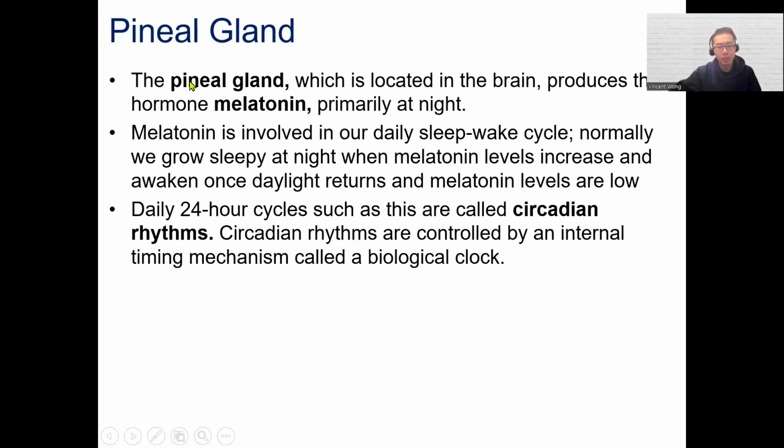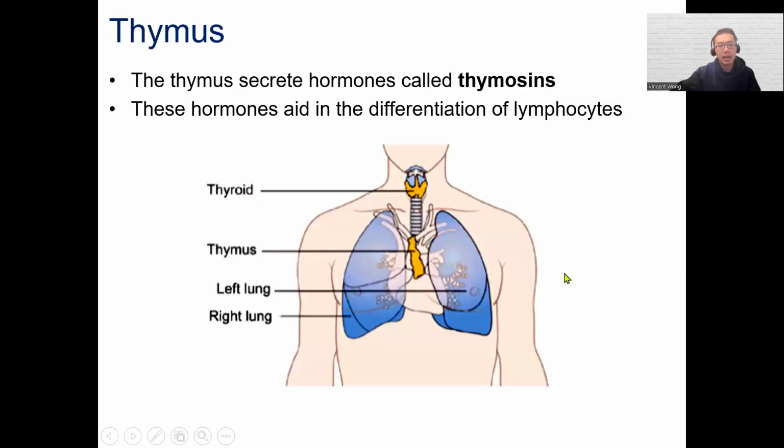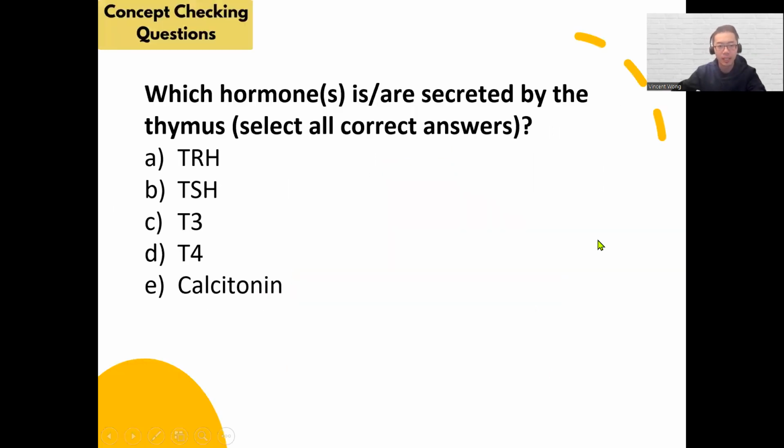The pineal gland, we also talked about before, right? We know it secretes melatonin, which helps you sleep and plays a role in the circadian rhythm. And the thymus, which we learned a long time ago, in lecture 3, there's a hormone called thymosin, which helps with T cell maturation. So that's pretty much things that we've gone through already.